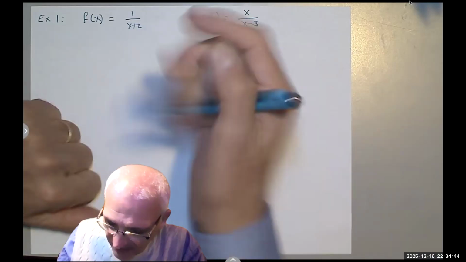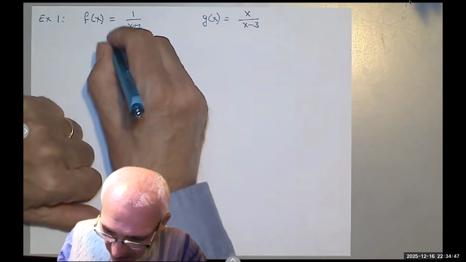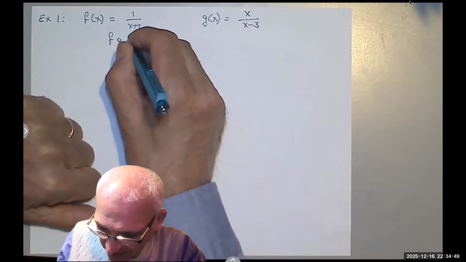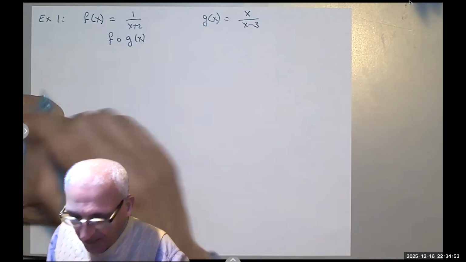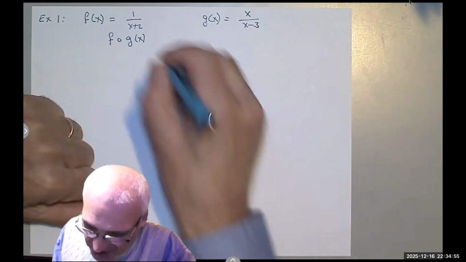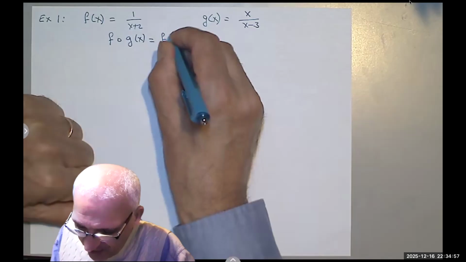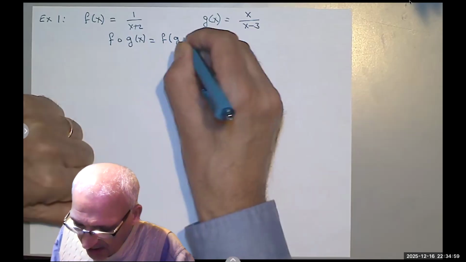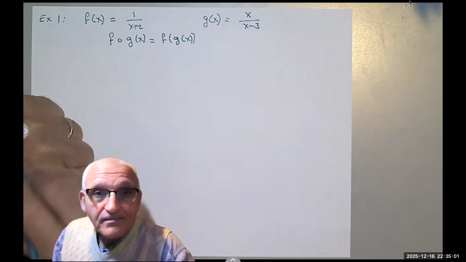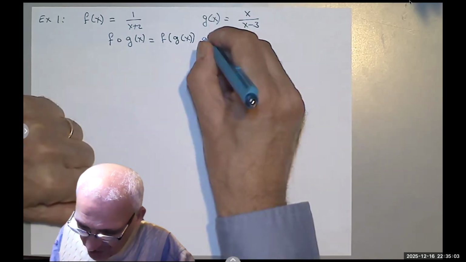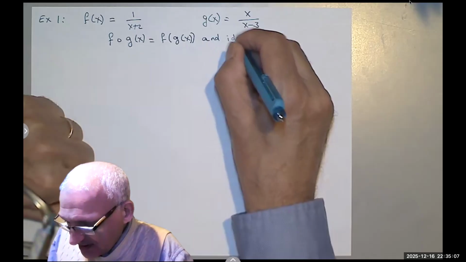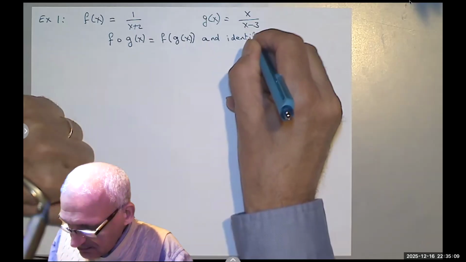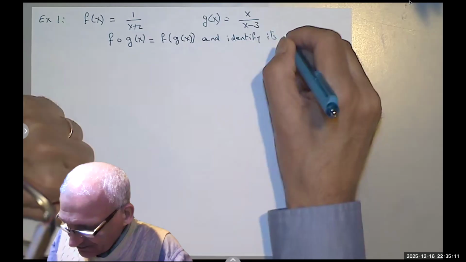And we want to find the composition f composition of g, which means f of g of x. Okay, so find this and identify its domain.